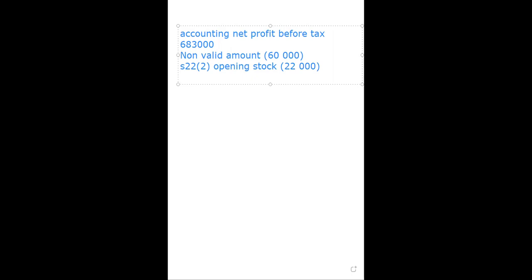Now, what do we do with our closing stock? Yes, that's right. We'll add it back, and since it is exclusive of VAT, we don't need to give mind to that. What is the amount that we have to add back? We have to add back 18,500 Rand.